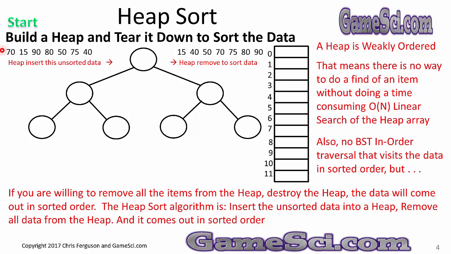Here is a list of unsorted data. Heap insert this unsorted data into a heap. After you're done inserting it into the heap, remove each item from the heap and it'll come out as sorted data.